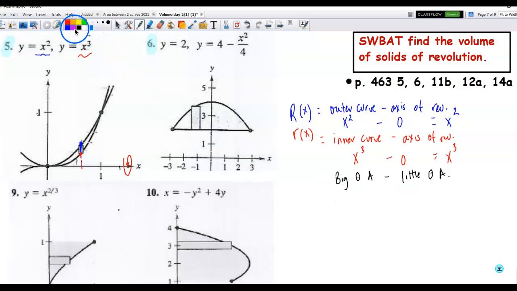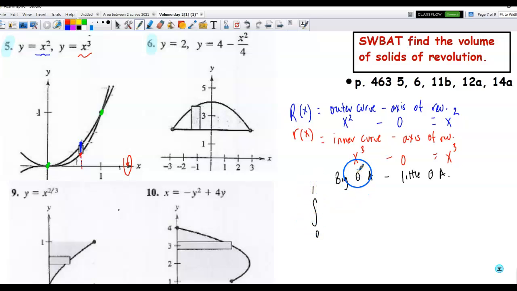All right, let's figure out where we're going to start the area accumulation. So the first point of intersection, which is given to us in this case, is 0, and the second point of intersection is 1. We are in terms of x, so everything is in terms of x, including the bounds. We're going to start at 0, and we're going to go to 1.